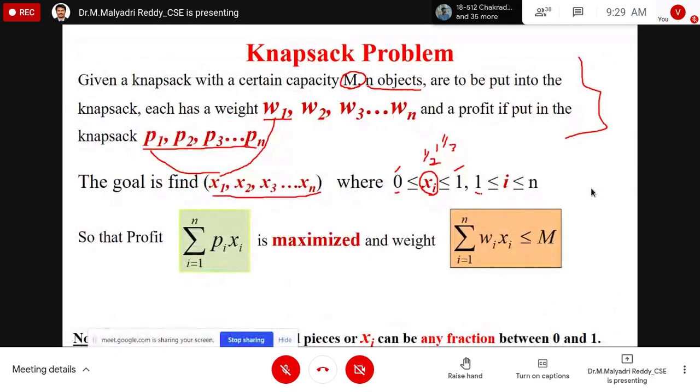And the objects within the items only, the I value exists from 1 to n. So these are all the general constraints. So this is our objective function. This is our objective function.